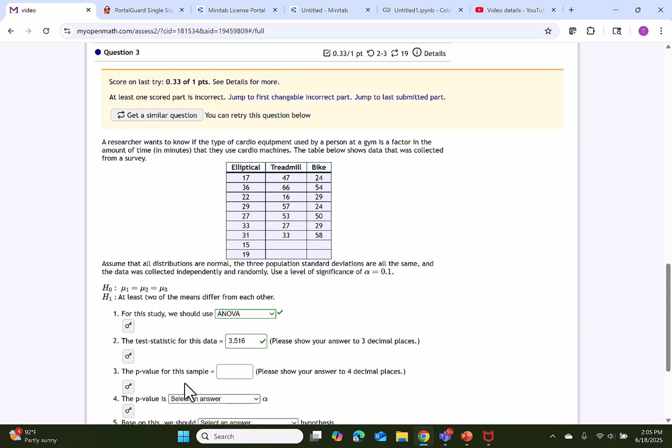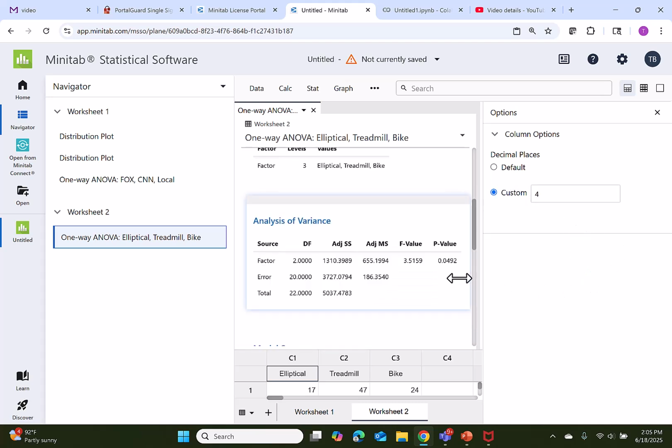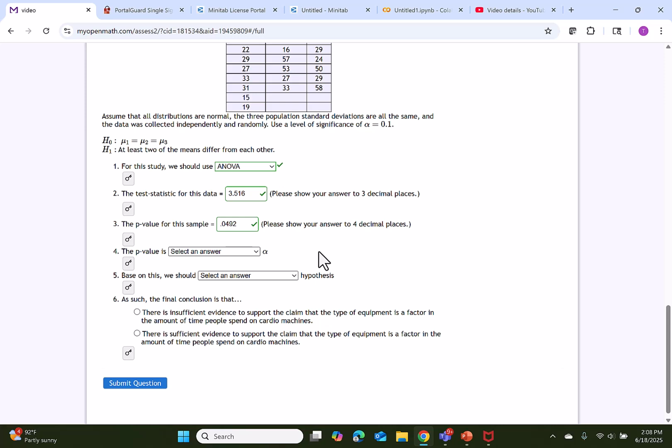Next, it asks for the p-value. Notice it changes the number of decimal places to 4. So back in Minitab, let's change our custom to 4. Now we have 0.0492. That will enter in as our p-value, 0.0492. Next, we're asked to compare the p-value to alpha.